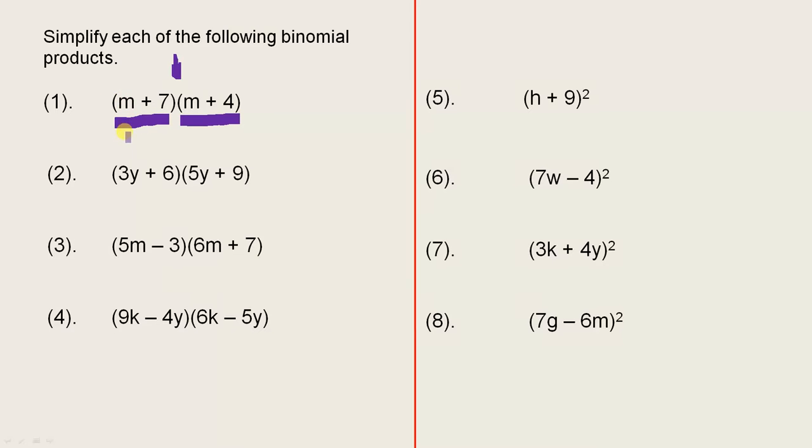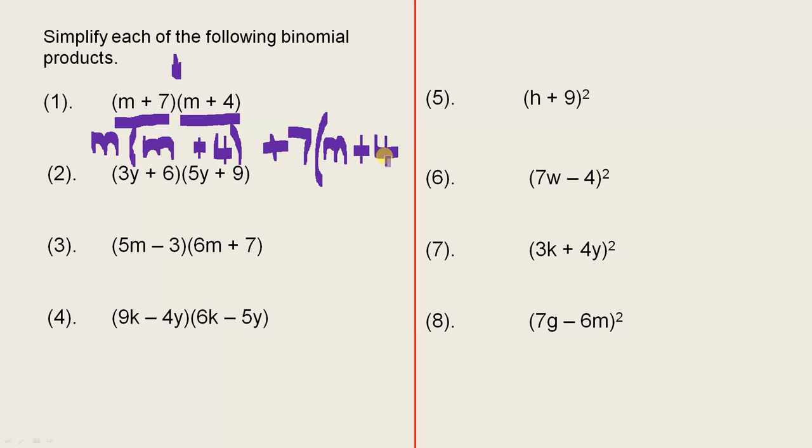All we do, we take the first term here, which is an m, and we put that outside of the second binomial. So the second binomial will be m plus 4. So that's how we start, like that. Then we take the second term, which is a plus 7, there, and we put that outside of the same thing. So the second binomial, which is m plus 4. So that's exactly what you do.